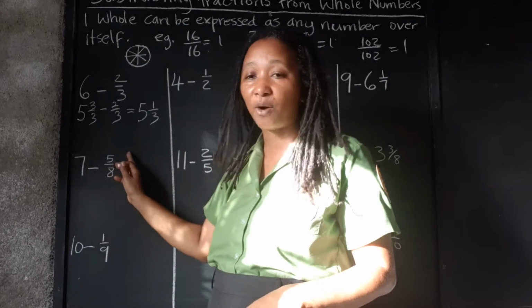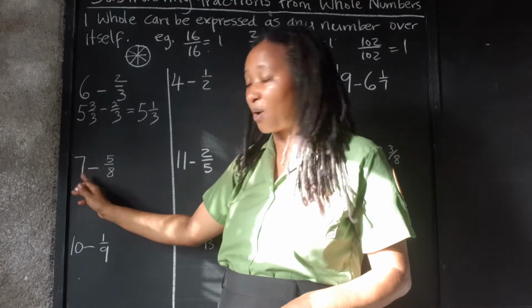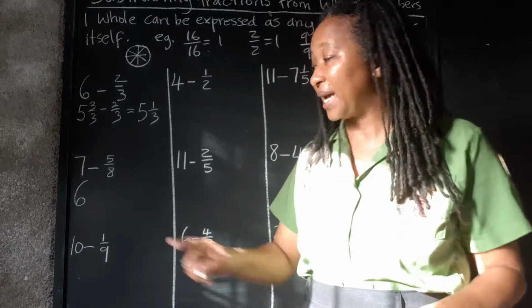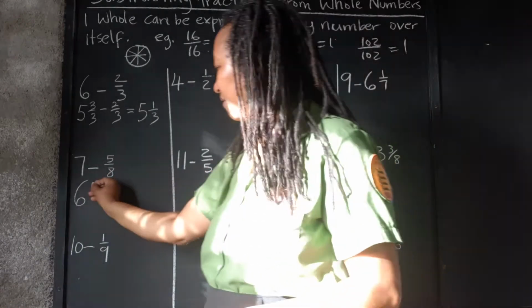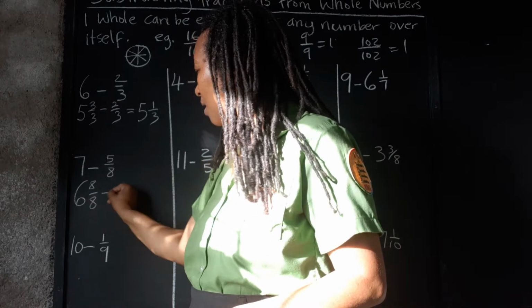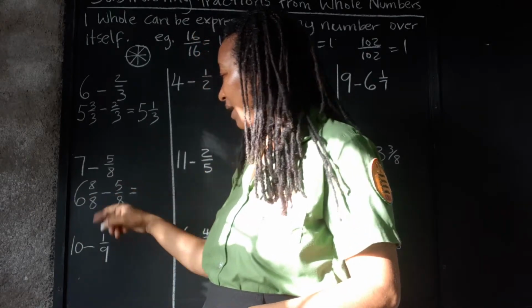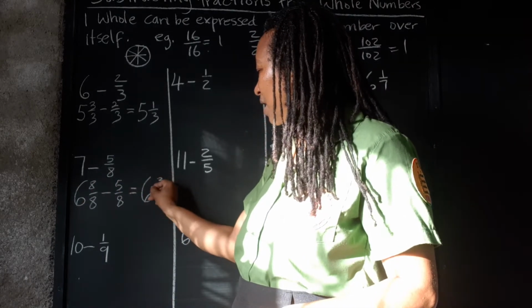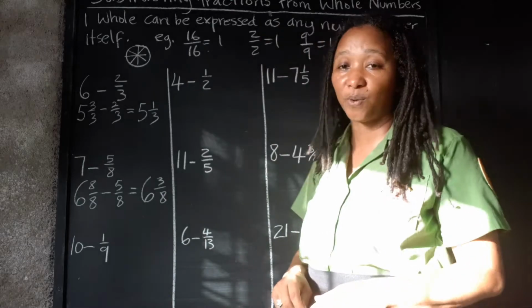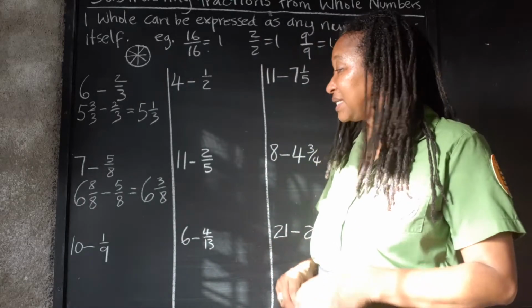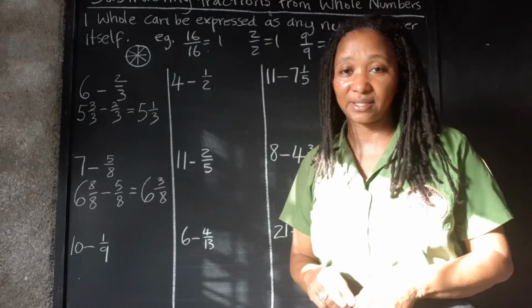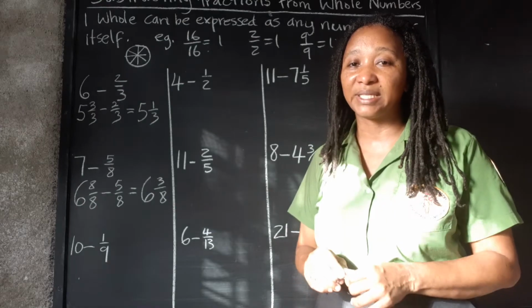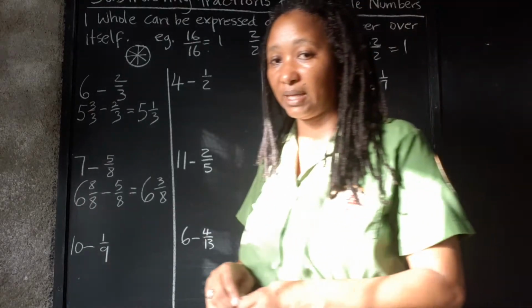So 7 take away 5/8. We're going to take one whole out of the 7, so 6 will remain. The one whole we're going to express as 8 over itself. And now we can go ahead and subtract. So we know we're going to have 6. 8 take away 5 is 3, and we put it back over the 8. That is our answer. Okay? 6 and 3 eighths. If we take 5 eighths from 7, we're left with 6 and 3 eighths.